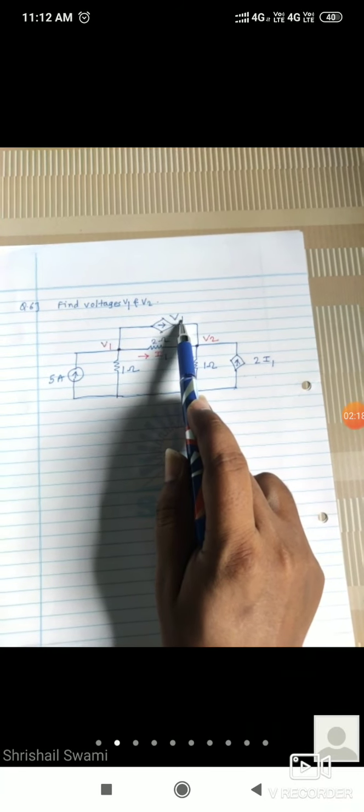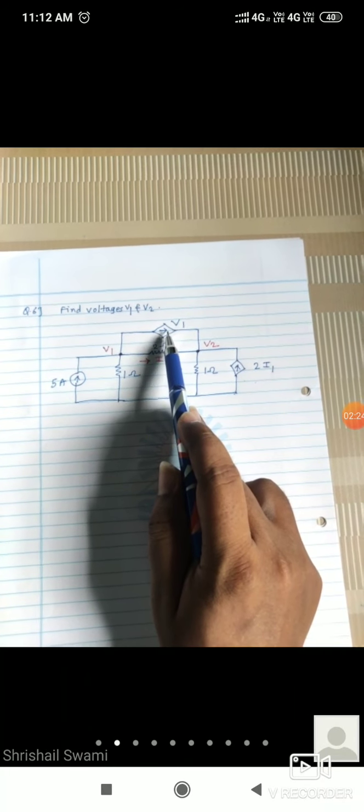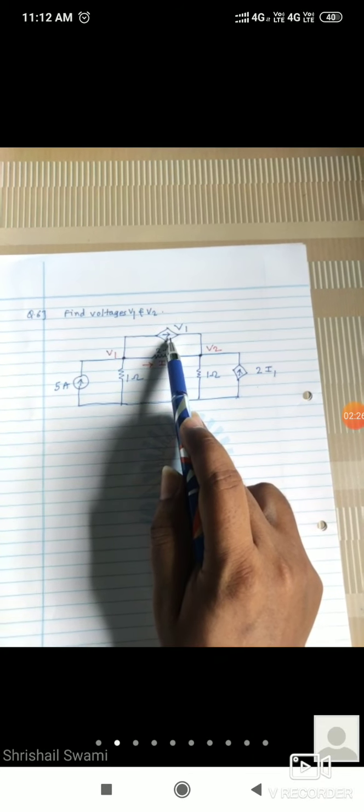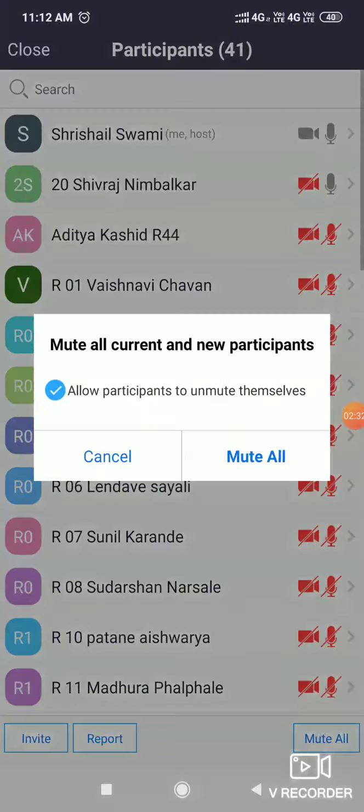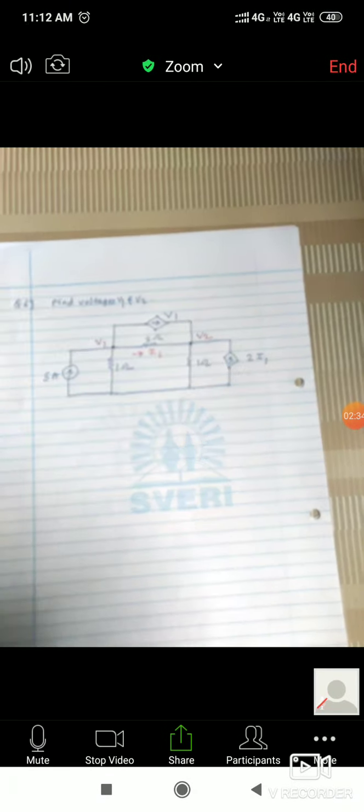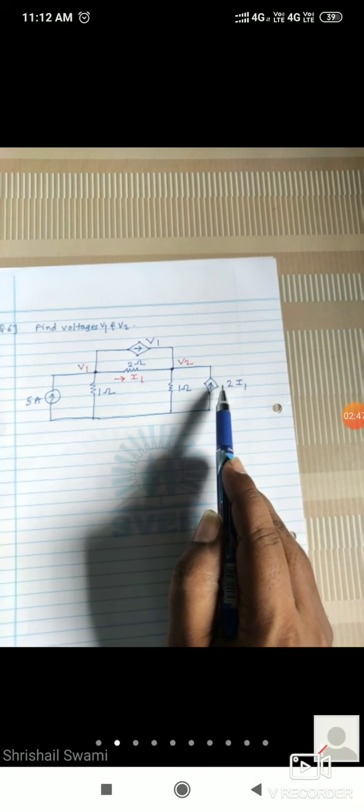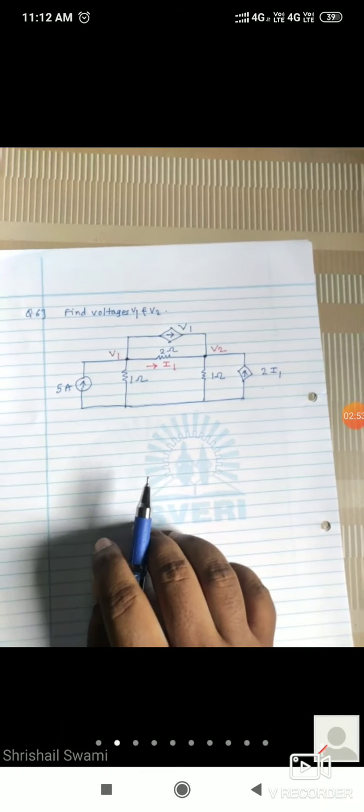Okay, so here, even though V1 is there, don't see what the value is. You can see whether it is a current source or voltage source. So here it is a voltage source. Here it is a current source whose value is V1. If you classify these dependent sources, this is called a voltage dependent current source, and this is called a current dependent current source. We have already seen the types of dependent sources. Okay, now we can start to solve.